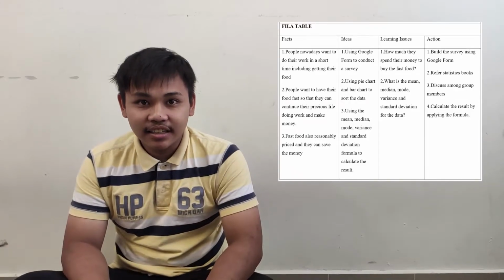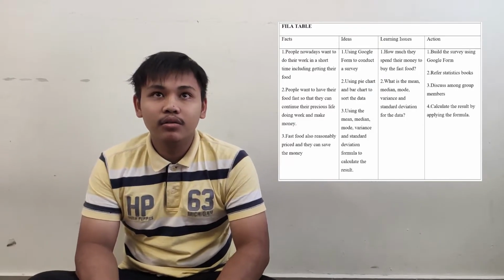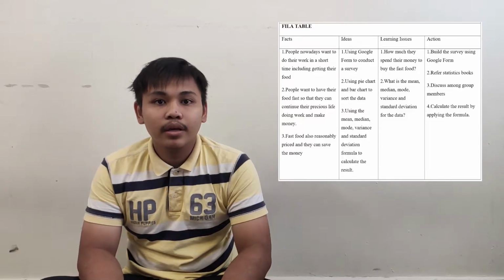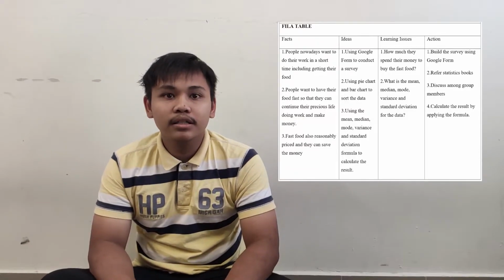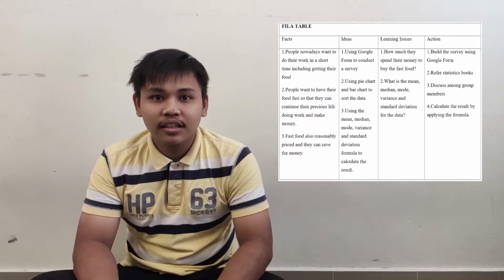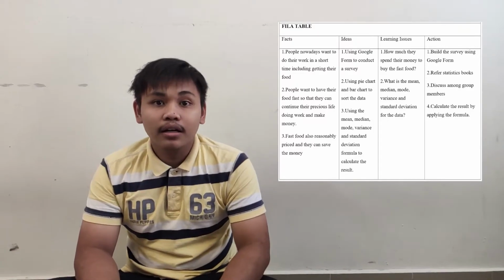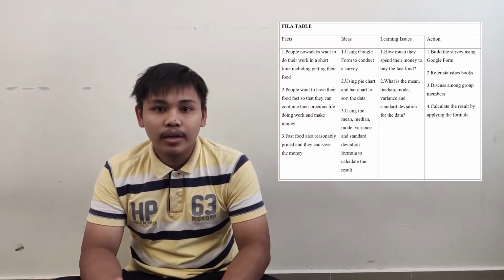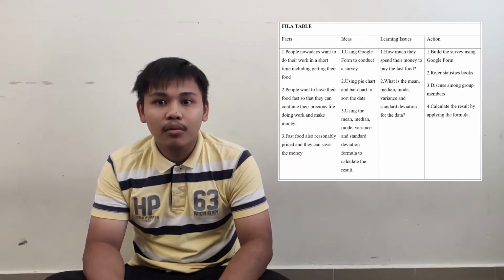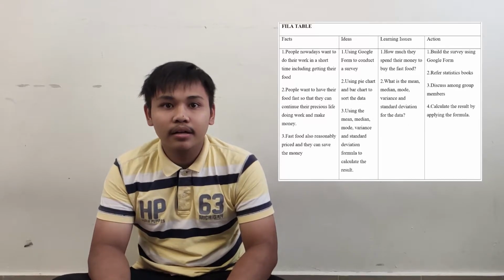Second is idea. First of all, we use a Google form to make a survey. From a Google form, we can get a bar chart and pie chart to figure out the data. Third is learning issue. For the learning issue, we can find out how much the students among our classmates spend to buy their fast food.